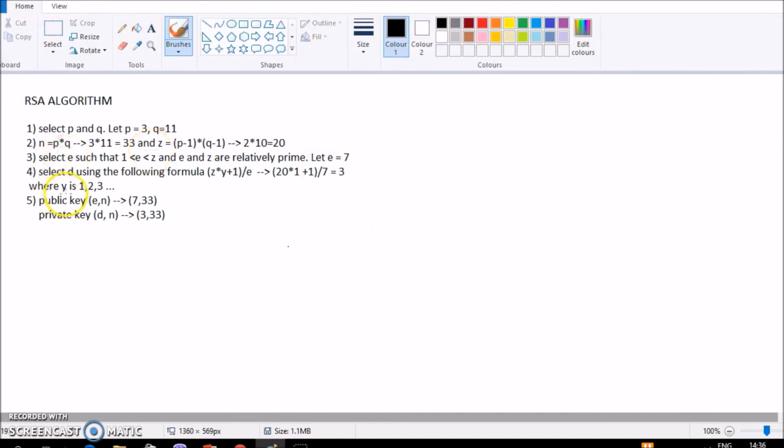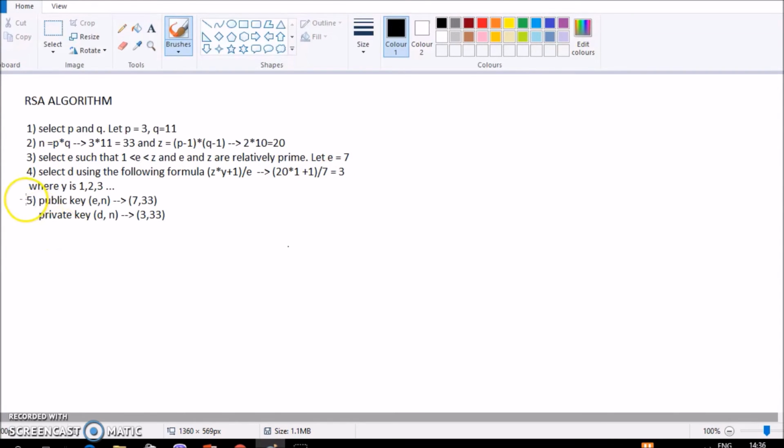Now, Y can take values ranging from 1 upward. What we do is, in this formula, we keep on substituting Y with 1, 2, 3, 4, and so on sequentially until we get an integer value. In this case, we were lucky that in the first case, with the first number, we got the value, so D is equal to 3.